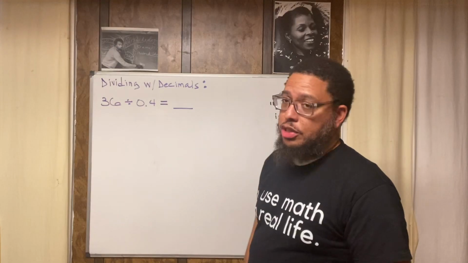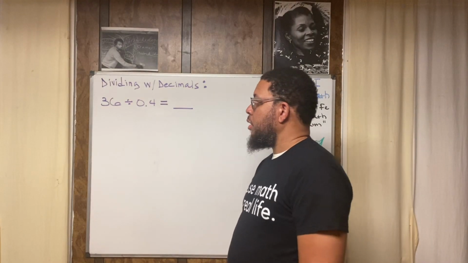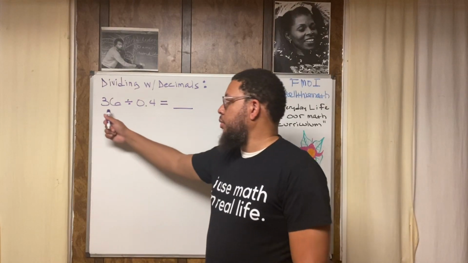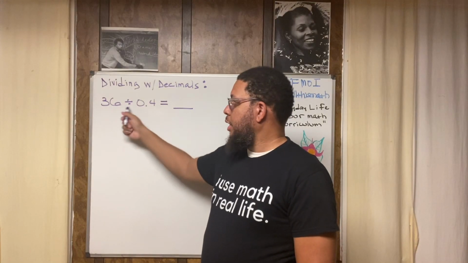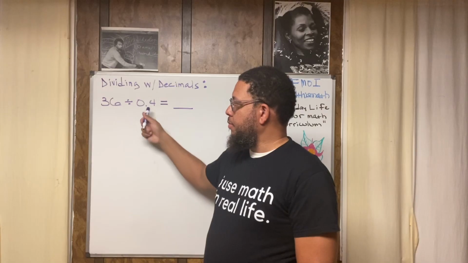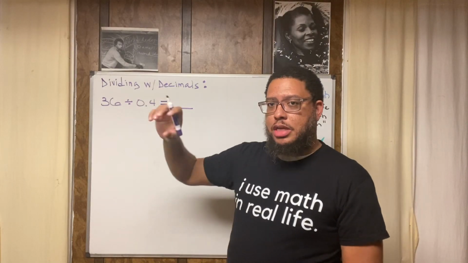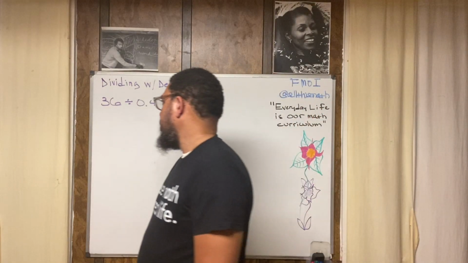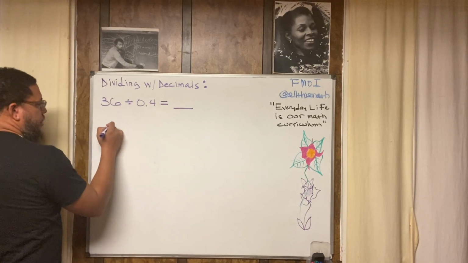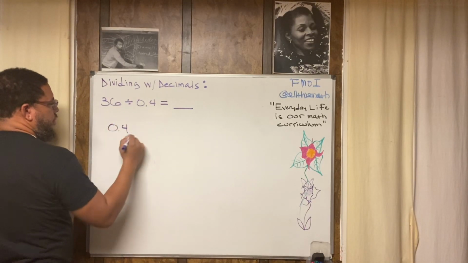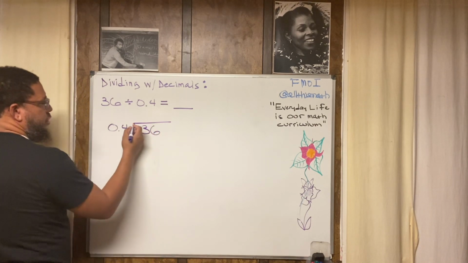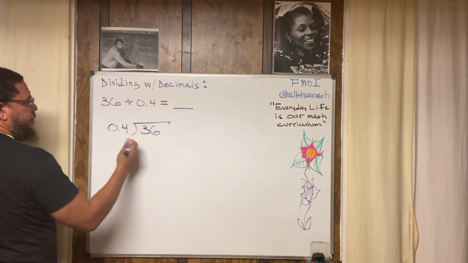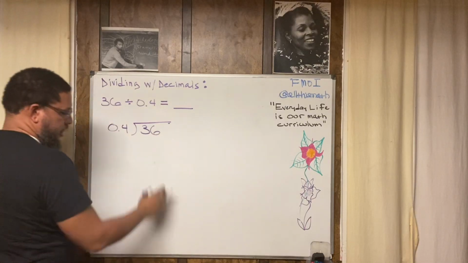So we could do long division. With long division, we have to know that this is the dividend. The first number is always the dividend in the division problem. And this is the divisor. The divisor always goes outside of the long division sign. So we can rewrite it like this: 0.4 is your divisor, and then 36 goes inside the house, or underneath. So 0.4 is outside, 36 is inside.